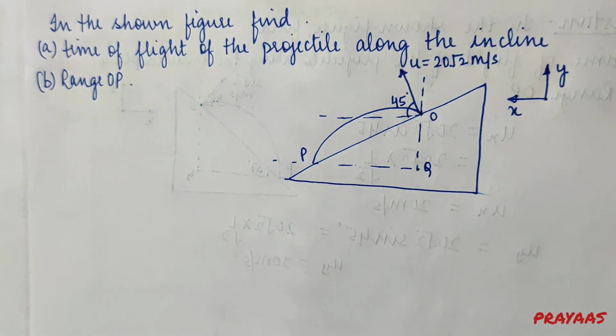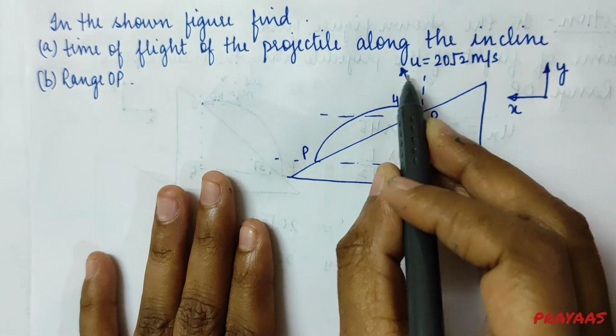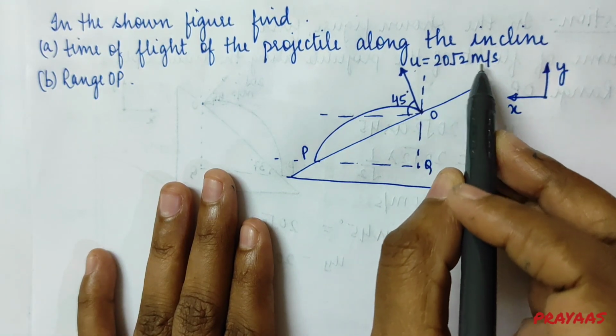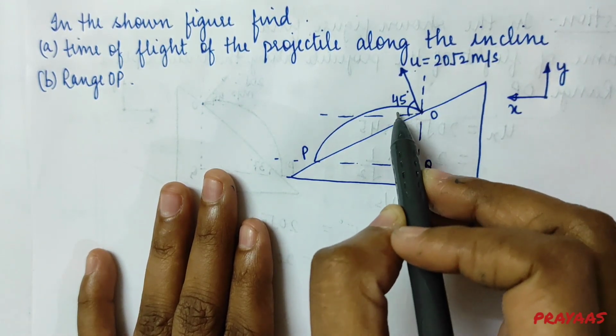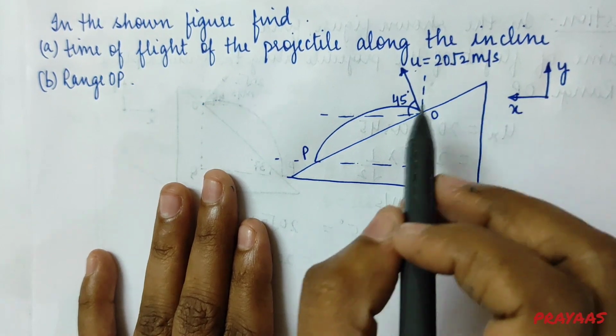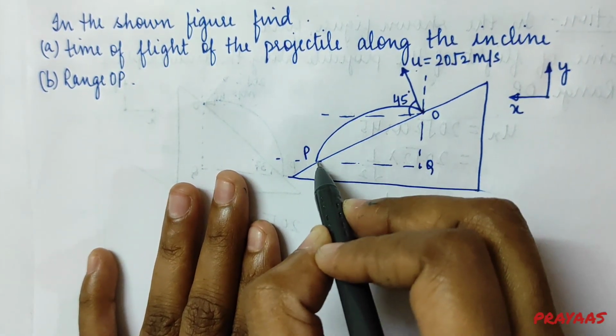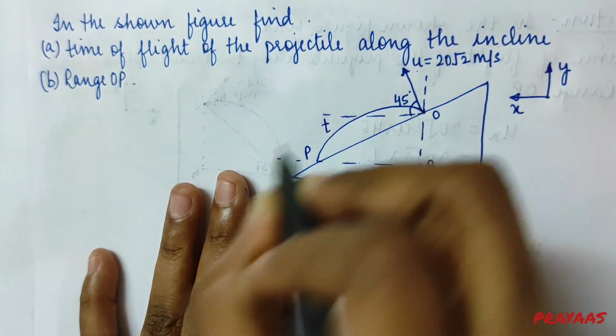Hello everyone. Question. In the shown figure, find time of flight of the projectile along the incline and range OP. A particle has been projected with a speed u equals to 20 root 2 meter per second at an angle of 45 degree with x-axis. It reaches point P at time t.